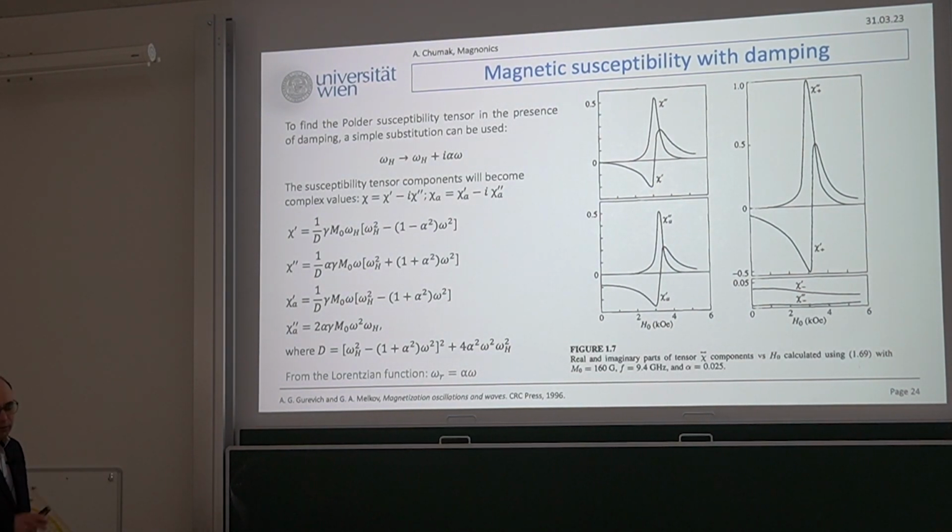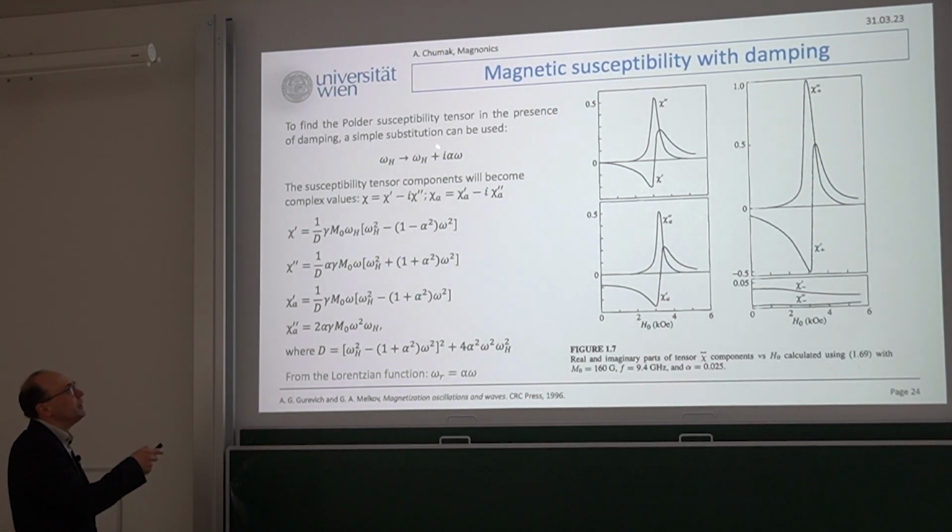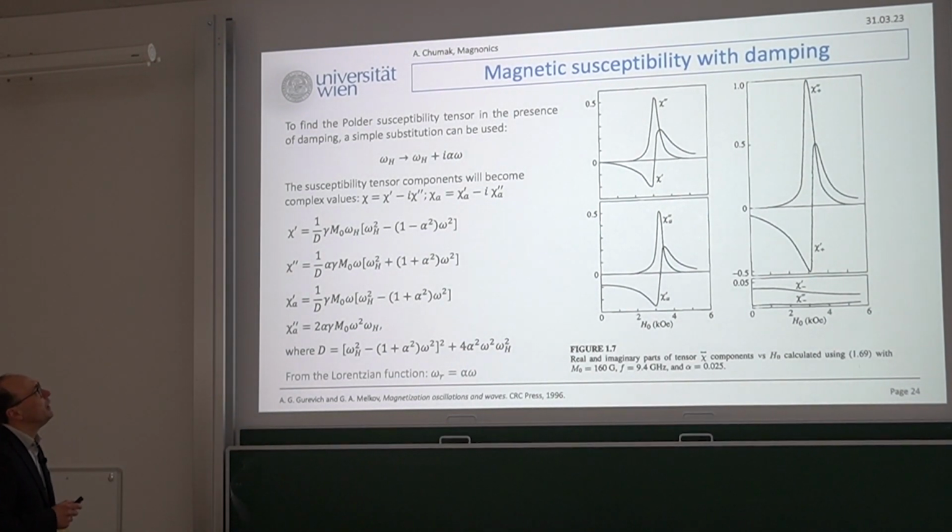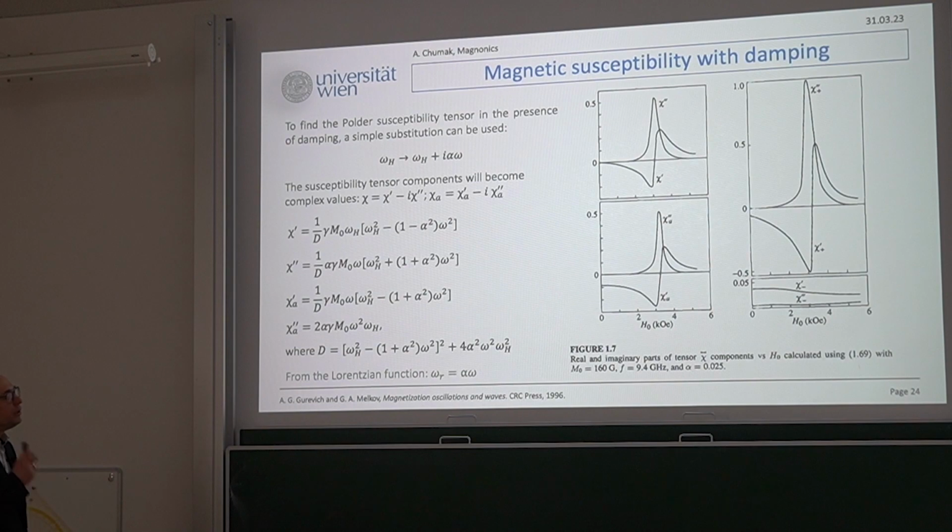So it's a complex part, as we discussed. Damping is the imaginary part of the frequency, therefore it's imaginary here. Then, just plugging this formally into the equations you already have, you obtain the susceptibility tensor chi with damping taken into account. There will again be chi prime, but in addition there will be a complex part chi double prime, which describes damping, and for the antisymmetric part there will also be chi prime and chi double prime.